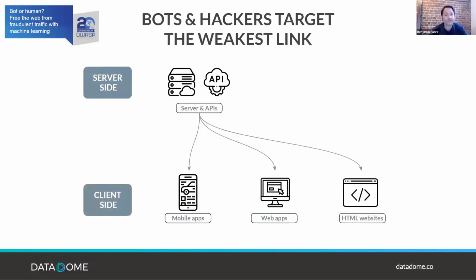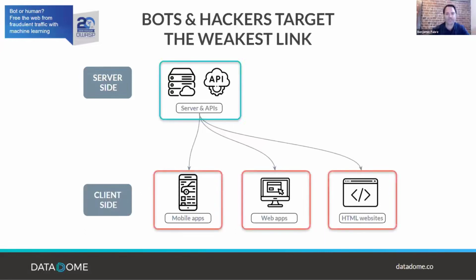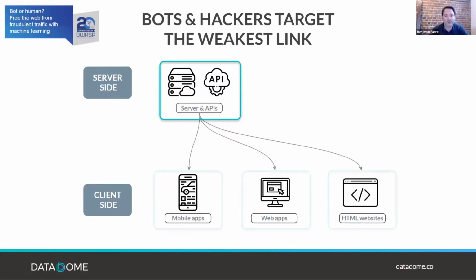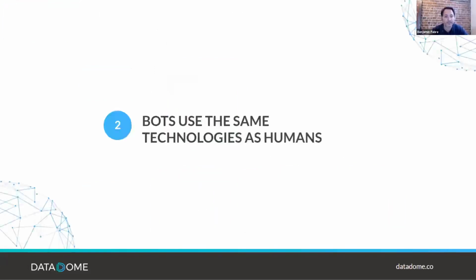What we are seeing is obviously that the bad guys are trying to reach the servers and the APIs, and that's something that must be protected. But by the time we've seen that the bad guys are also trying to reach the mobile application, the web application, and the HTML website, that must be protected. In general, the hackers will try to find the weakest spot on any website or application where they could get access to the data.